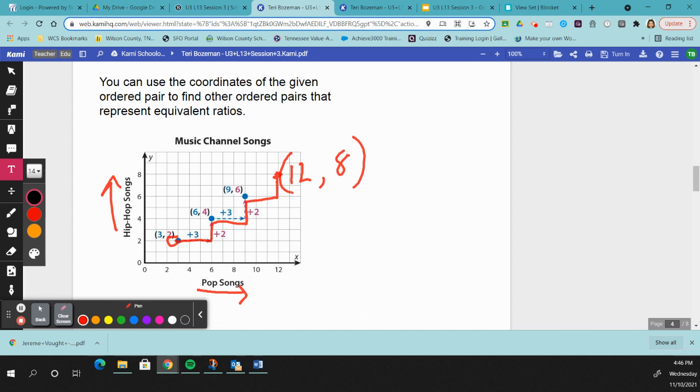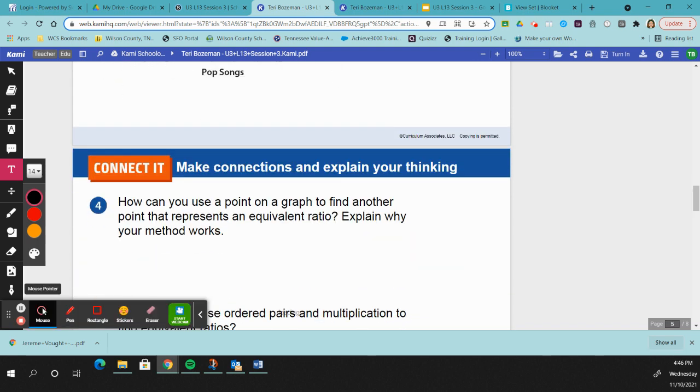So our ratio is 12 to 8, which means there's 8 hip hop songs if there's 12 pop songs. So we can follow a pattern on our coordinate grid. We can create a table of ordered pairs. So just different strategies, like I said, to find the same information that we've been finding.